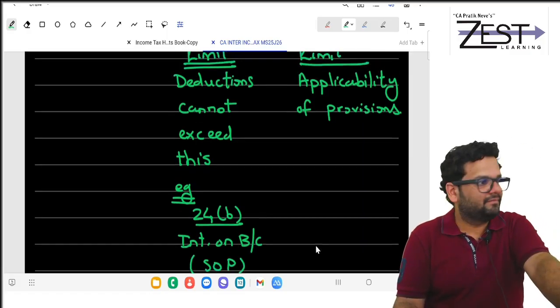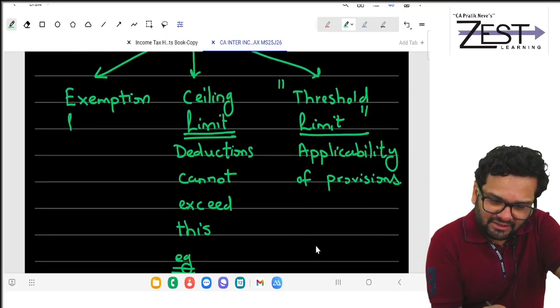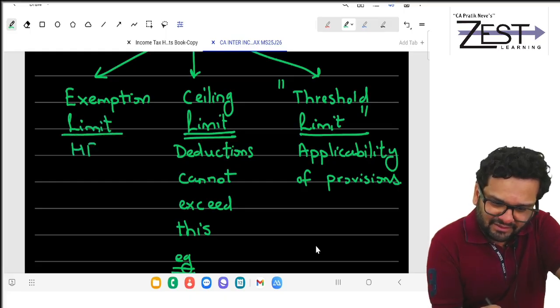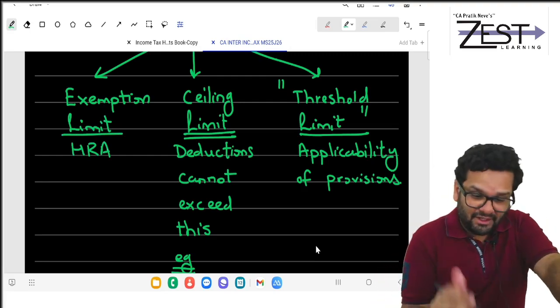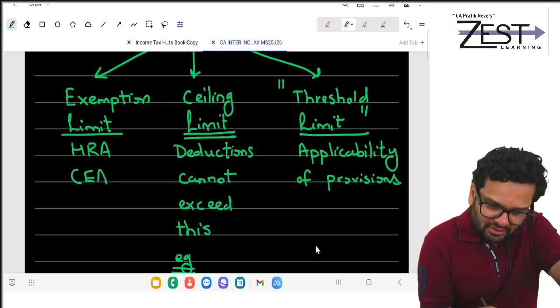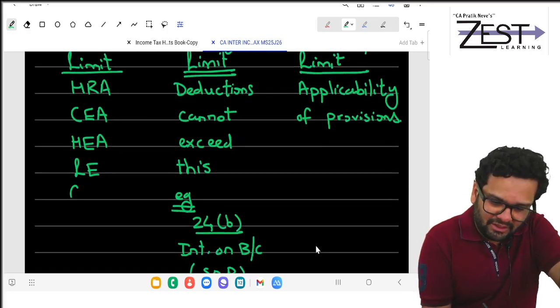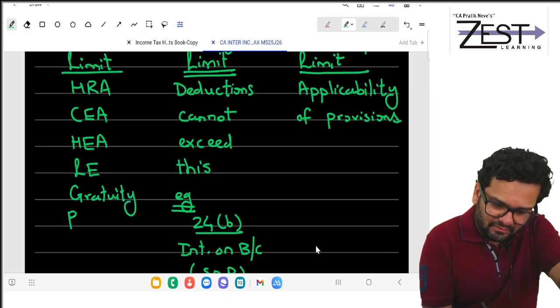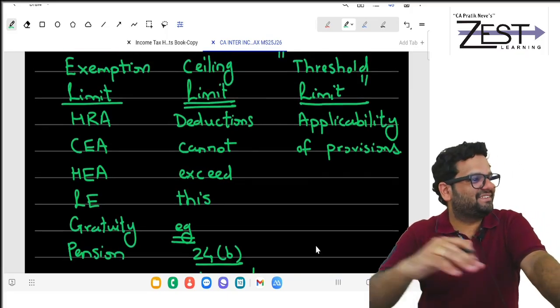And the last one is exemption limits. What are the exemption limits? HRA is exempted up to the least of 3. Children education allowance, hostel expenditure allowance, leave encashment, gratuity, pension. These are all what? Exemption limits.